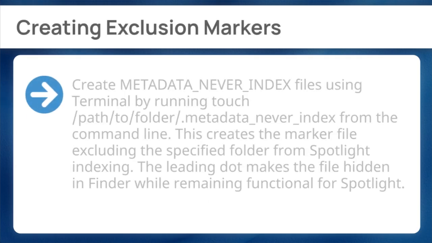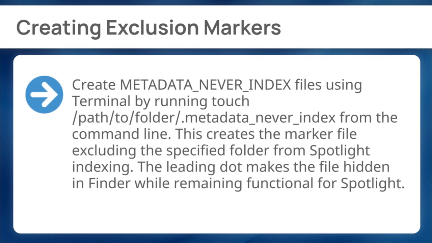Next, creating exclusion markers. Create .metadata_never_index files using Terminal by running touch /path/to/folder/.metadata_never_index from the command line. This creates the marker file excluding the specified folder from Spotlight indexing. The leading dot makes the file hidden in Finder while remaining functional for Spotlight.